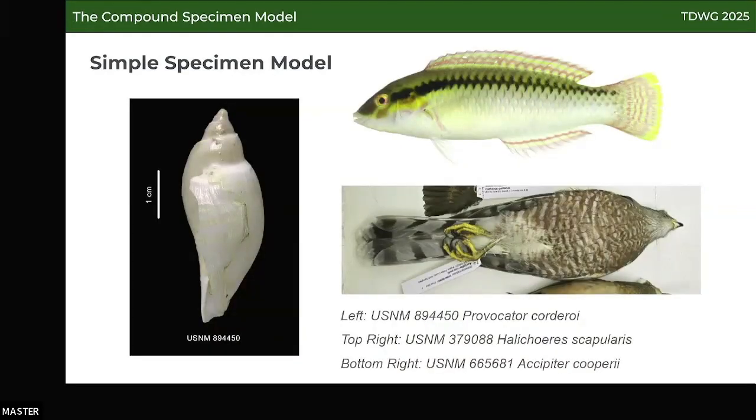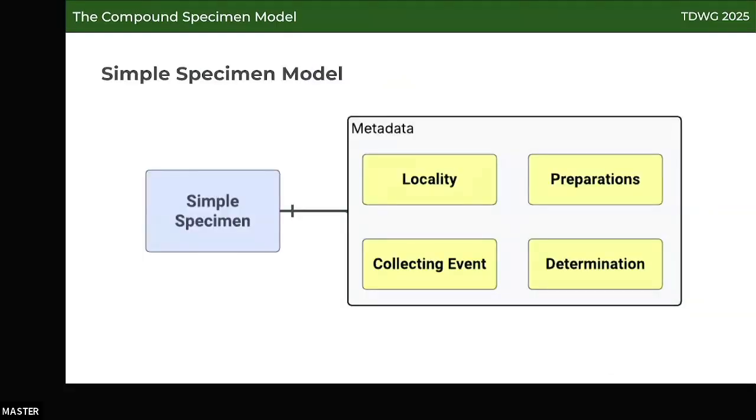Here are a couple examples of simple specimens. We're all very accustomed to these things. In this particular case, these are all specimens from the National Museum of Natural History, the Smithsonian Institution. You have a bird, fish, and a shell. These are invertebrate zoology, ichthyology, and aves collection objects. And in this simple specimen, you have the simple object, you have a locality record, you have a collecting event.